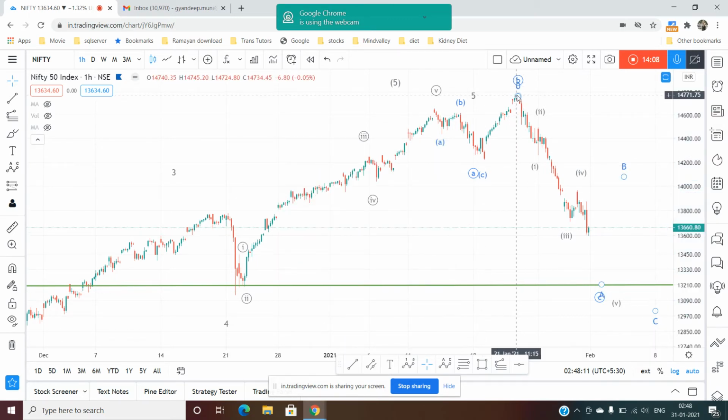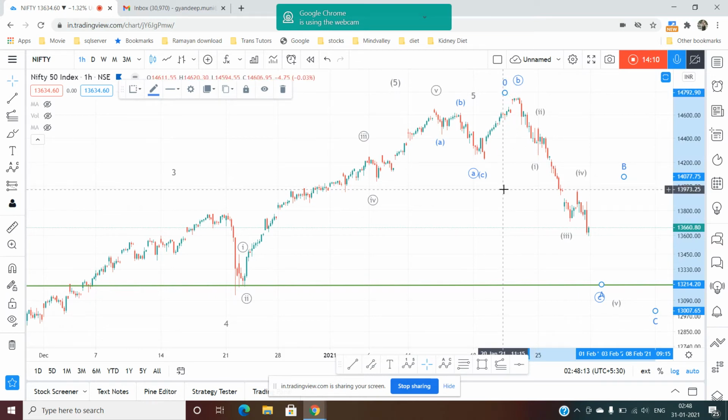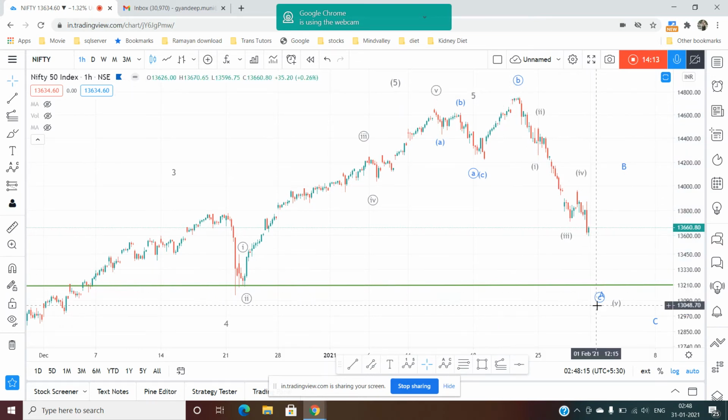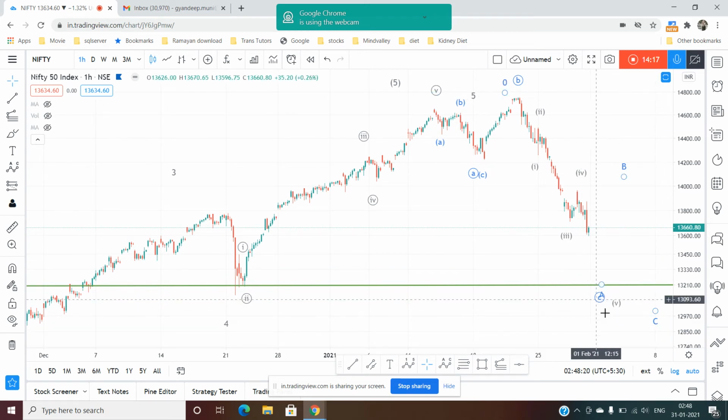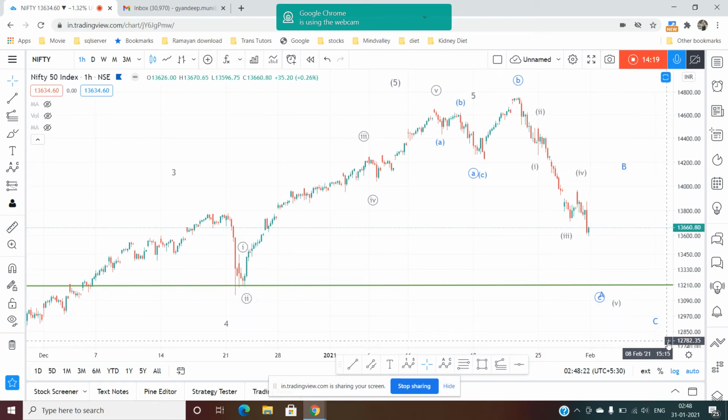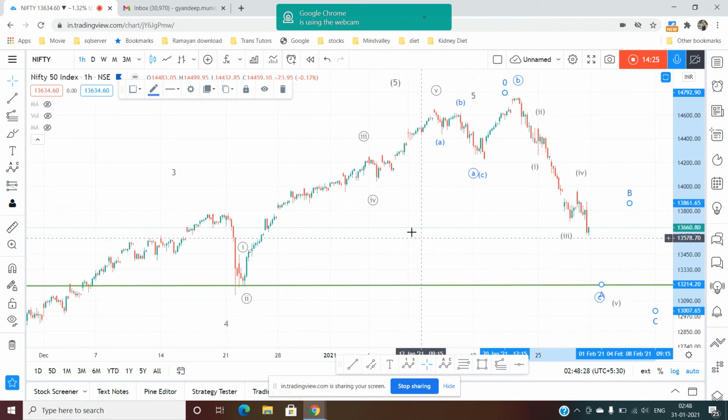This can very well happen. This A, B, C can happen. Or this can be 1, 2, and then we can move towards the third wave. So we'll see how the picture turns out.